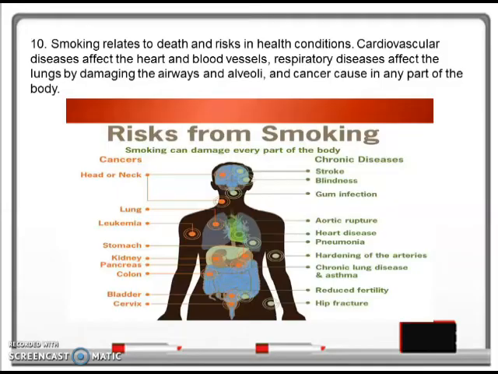Now, what other health problems and diseases are related to this habit? So in the illustration, it shows the risk from smoking. So it can cause cancers, like cancer in the head, lung, leukemia, stomach, kidney, pancreas, colon, bladder, cervix. And chronic diseases like stroke, blindness, gum infection, aortic rupture, heart disease, pneumonia, hardening of the arteries, chronic lung disease, and asthma, reduced fertility, and hip fracture.